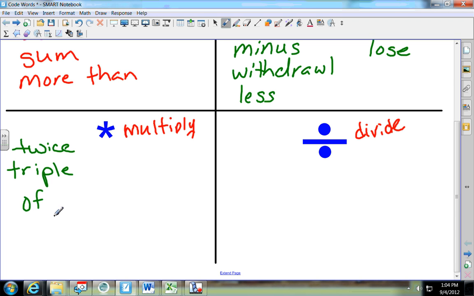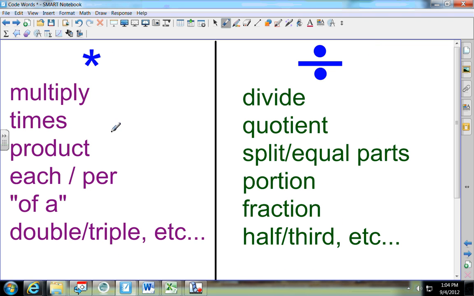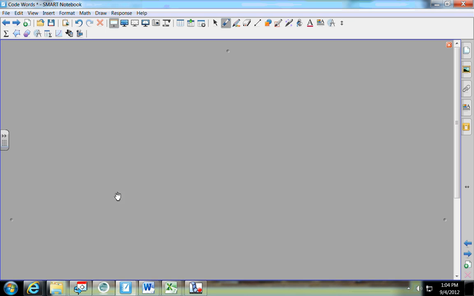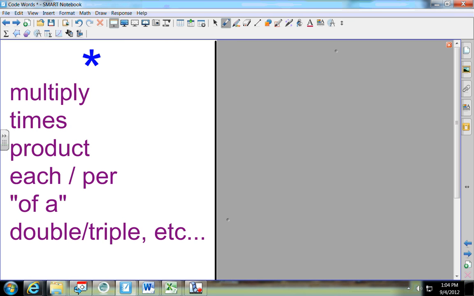Quad. You could do quad, like 4 times. Let's see what it says over here. Multiply, times, product, each and per. Ooh, pick me, right here. Highlight that. That's important. Each and per is multiplying.